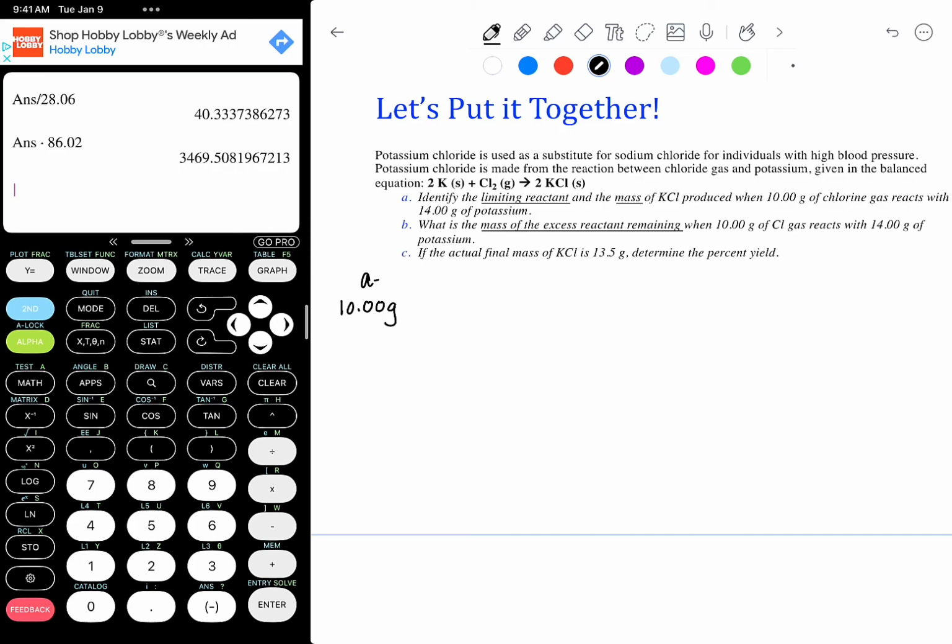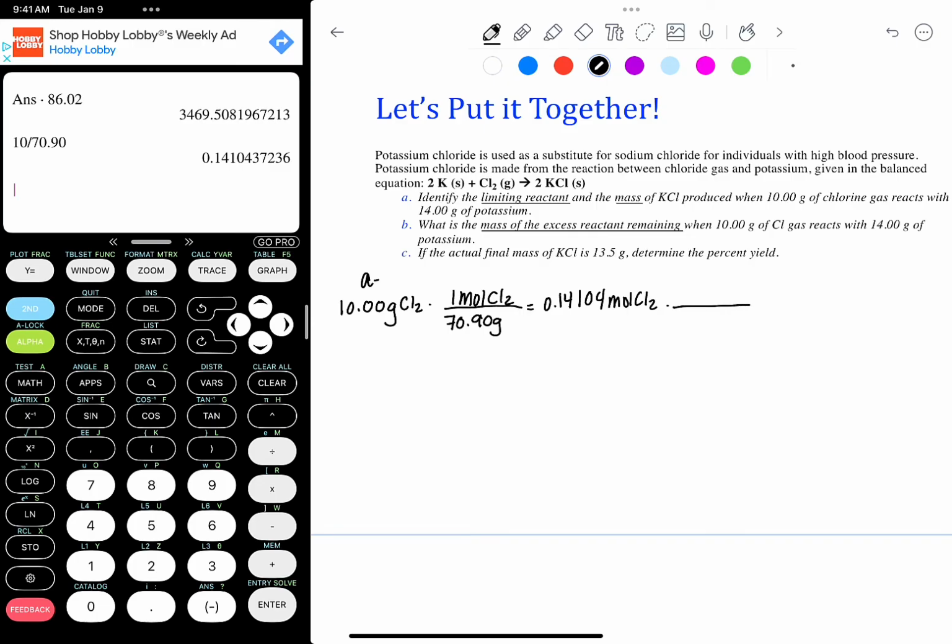So we have 10 grams of Cl2, and we are going to convert that to moles of Cl2 using the molar mass, 70.9 grams. Once we have moles of Cl2, which we can calculate, I'm going to try to keep it small to use up my space properly. So we have 10 divided by 70.9. We get out 0.14104. That's moles of Cl2.